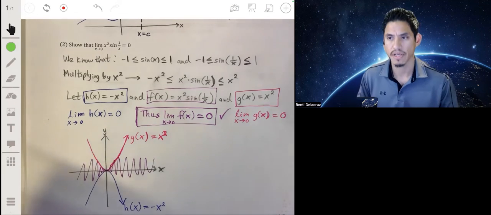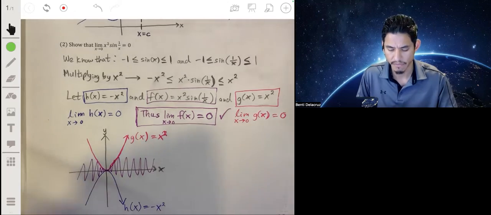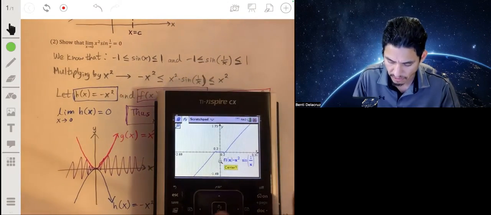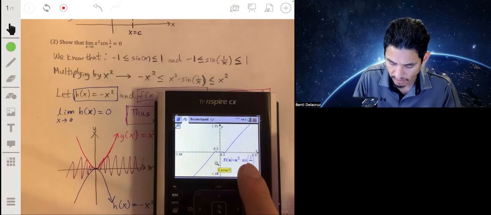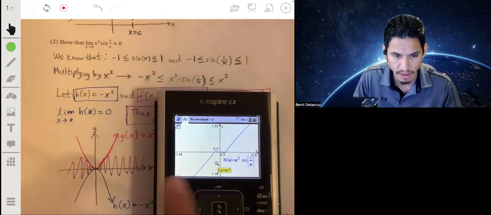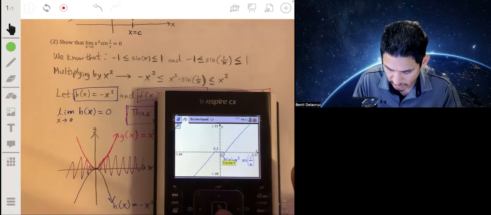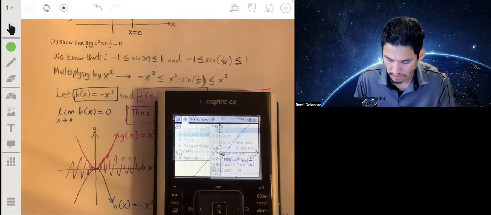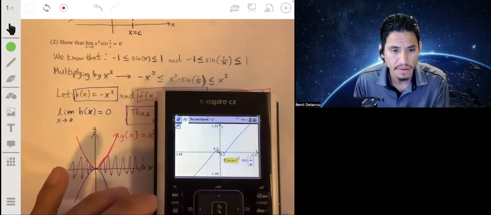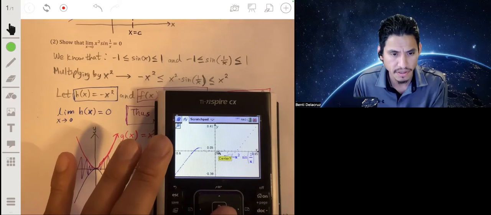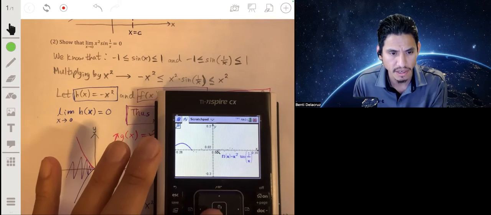I've taken the liberty of using my graphing calculator to give you a better idea of what's going on. So here's the picture of the graph of f of x, x squared times the sine of 1 over x. It doesn't look like this right now, but let's zoom into the center because we want to see what's going on. So we zoom in. You start to see it bounce up and down. It starts to oscillate. It starts to do some craziness.